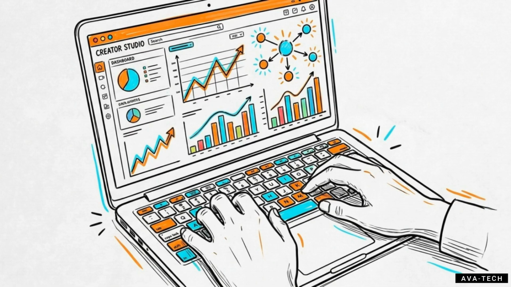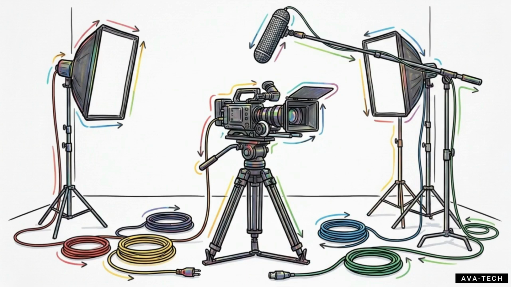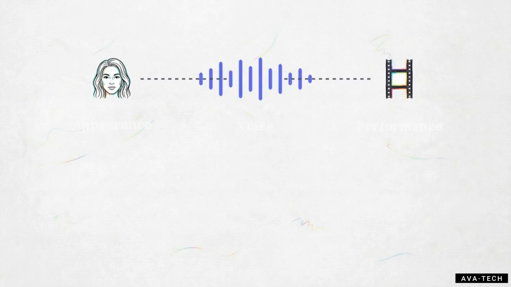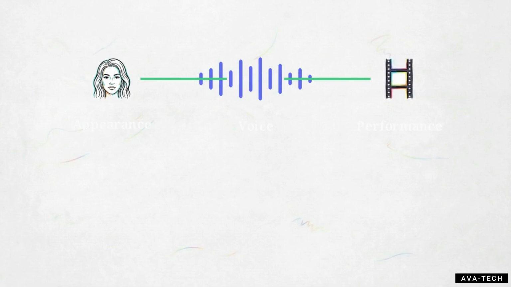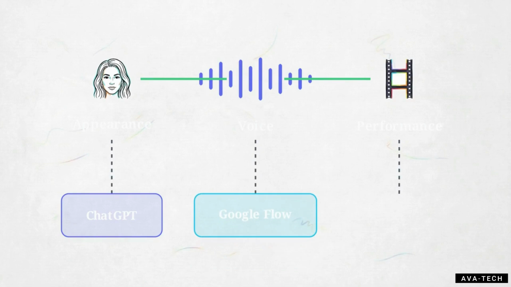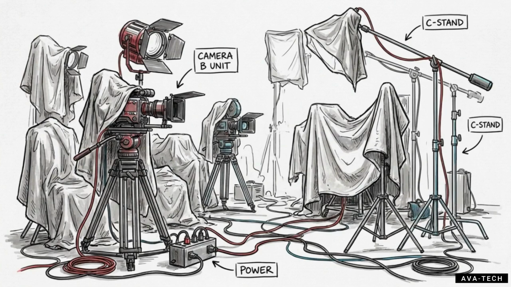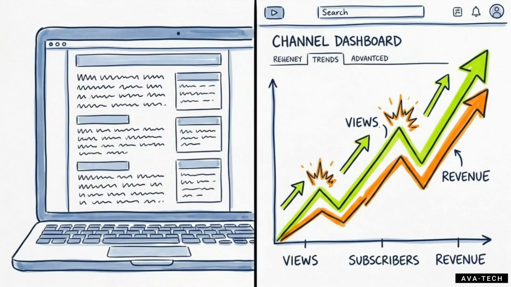They do it entirely from a laptop, without ever buying a camera, setting up lights, or stepping in front of a lens. This three-part pipeline builds a digital persona: generate a physical appearance, engineer a voice, and animate the performance. We use a specific software stack: ChatGPT for visuals, Google Flow for voice and animation, and a video editor to assemble the timeline. By removing the physical limitations of production, AI allows anyone with a script and internet connection to compete in the creator economy.